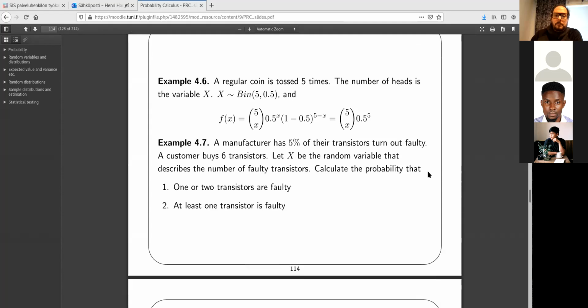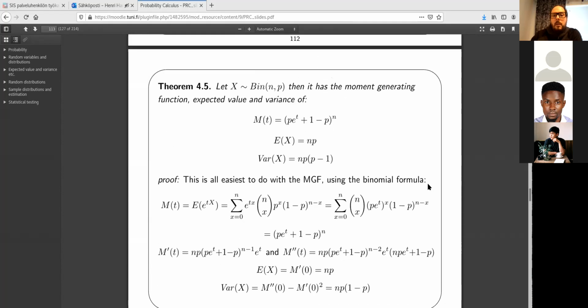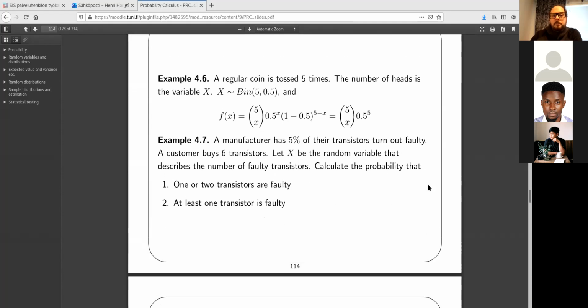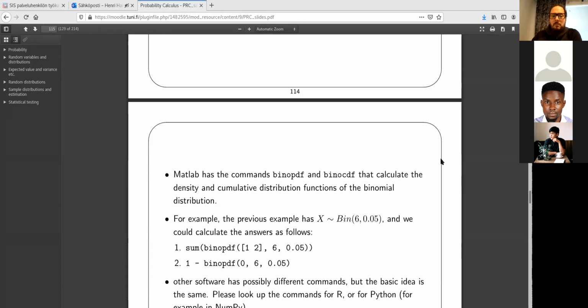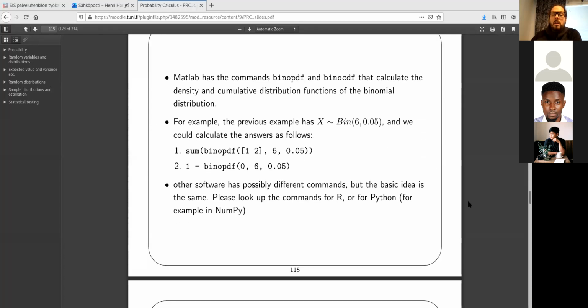So here we have a regular coin, tossed n times, and that is basically the simplest binomial distribution because it's symmetric. There, the probability is 0.5. We talked about this manufacturer transistors example. We calculated this using MATLAB. Here are the commands that you can use.